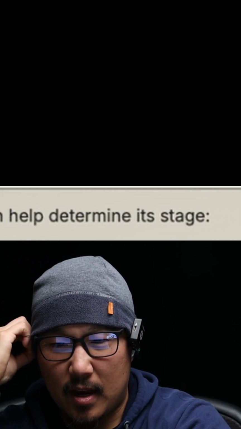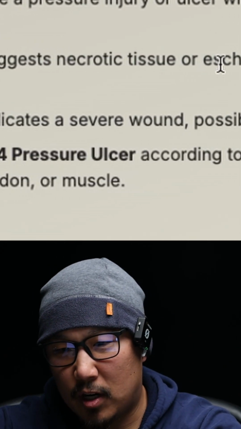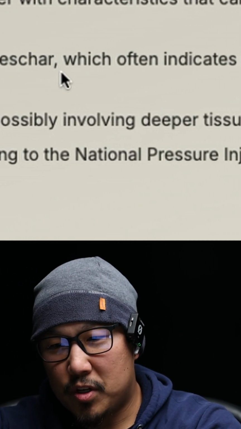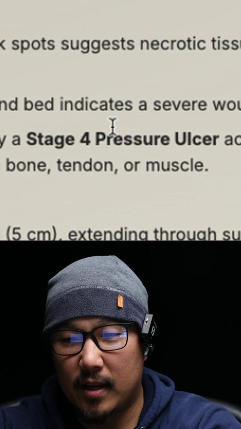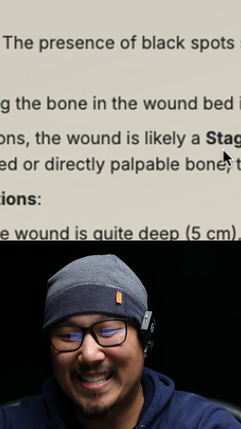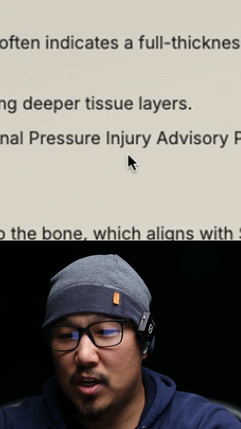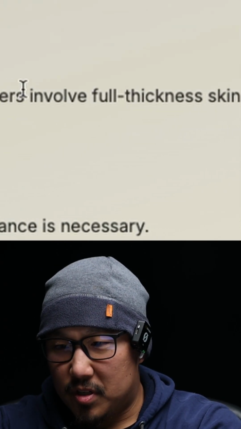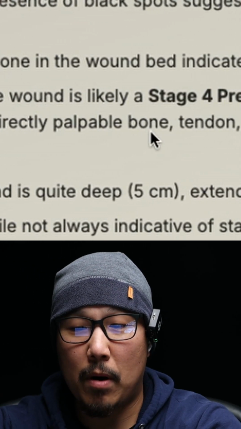Based on the description, it appears to be a pressure injury or ulcer, with characteristics that can help determine its stage. Black spot, eschar. Black spot suggests necrotic tissue or eschar, which often indicates a full thickness wound. Bone exposure. Seeing the bone in the wound bed indicates a severe wound, possibly involving deeper tissue layers. Given observations, the wound is likely a stage 4 pressure ulcer, according to the National Pressure Injury Advisory Panel. Stage 4 ulcers involve full thickness skin and tissue loss with exposed, directly palpable bone, tendon, or muscle.